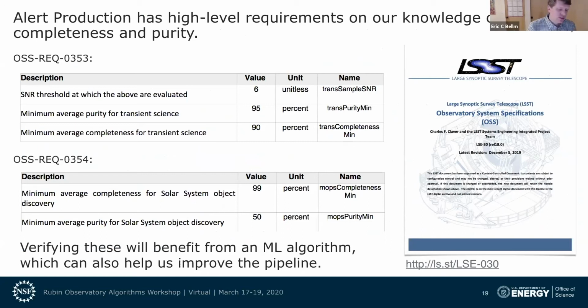Part of the verification of this involves building a machine learning algorithm on top of that, something like real-bogus. And we also expect, as was discussed in the previous talk, that you can use that training process to help us improve the pipeline by looking for various clusters of failures and bogus detections.